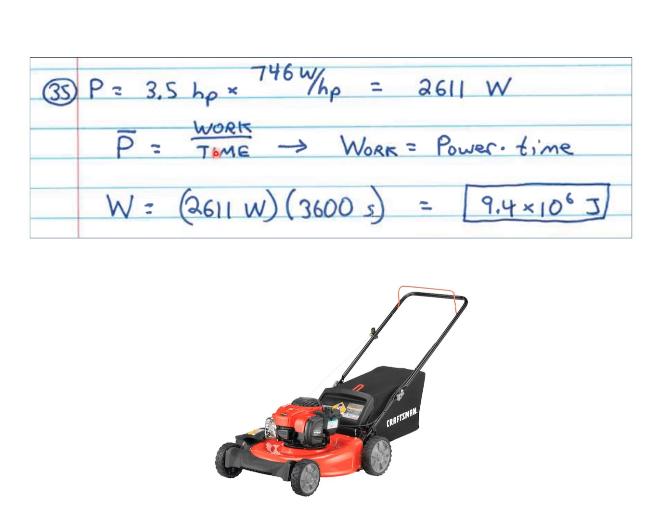Now the average power is work over time. We want to know how much work, so work is power times time. So we have 2,600 watts. Remember, watts are joules per second, times 3,600 seconds, and that gives us 9.4 times 10 to the 6 joules.